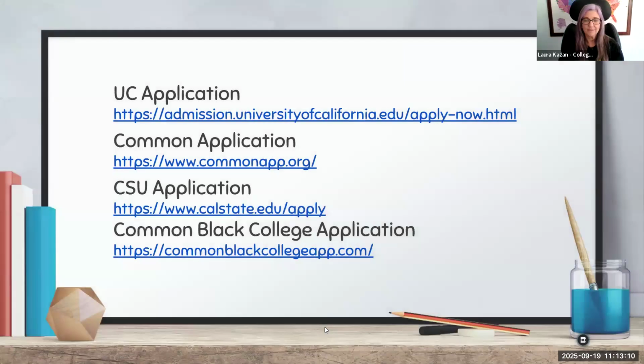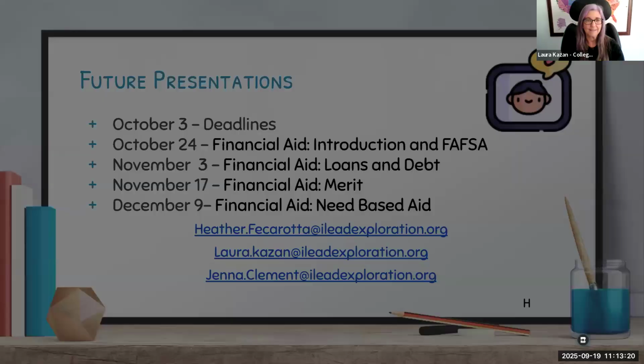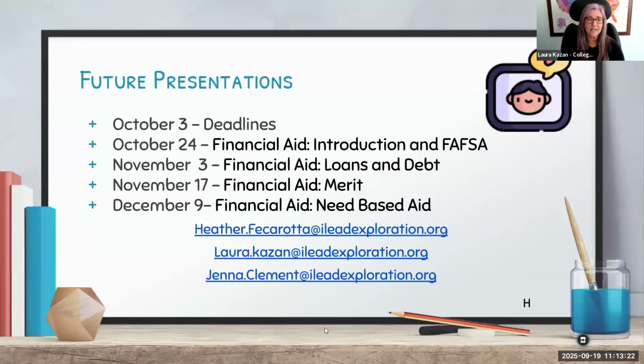These are links, can't really access them from the screen, but you can also just Google UC app, Common App, CSU app, Common Black app. And here are future presentations, gaze upon them. We have deadlines, and we also have a lot of information, 4 different sessions just on financial aid, dividing it up into individual topics.